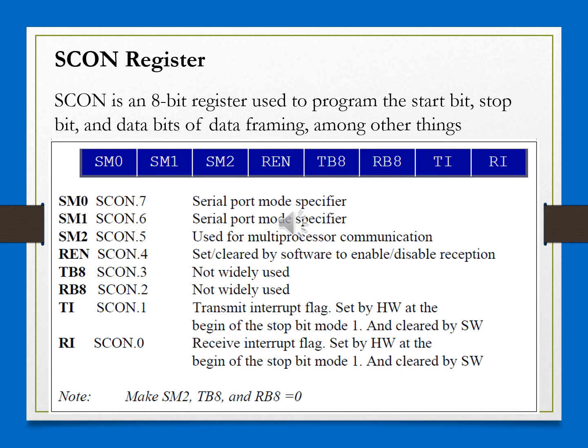TB8 and RB8 are not widely used, so we will not discuss much; maybe I'll explain in the next slides. TI and RI: TI stands for transmit interrupt flag. It is set by hardware at the end of the transmission, at the beginning of the stop bit, but it is cleared by software. RI is the receive interrupt flag, set by hardware at the beginning of the stop bit and cleared by software. I'll explain them slowly.